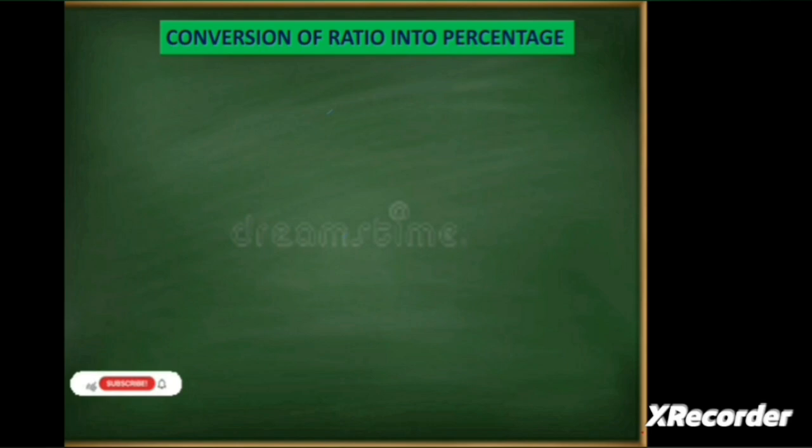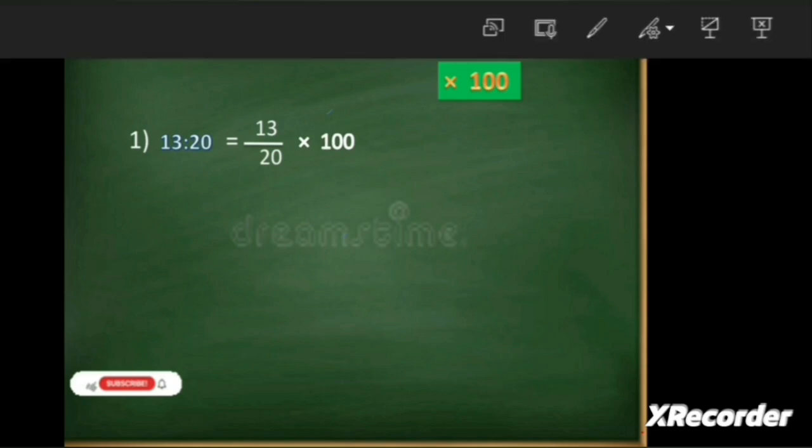Yes, you know that for percentage, you will multiply by 100. See the first example. 13:20. We'll write it as 13 divided by 20 into 100. So here we will cancel the common factor. That means by 10, 0 will go, and then we will divide it by 2. By dividing 10 by 2, we will get 5.